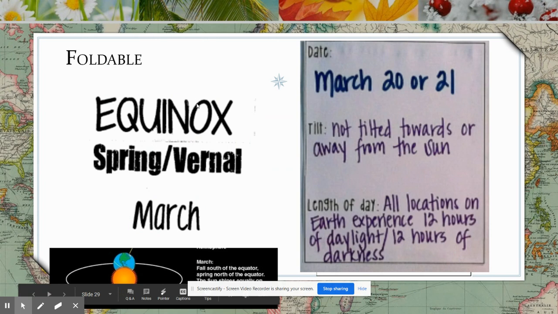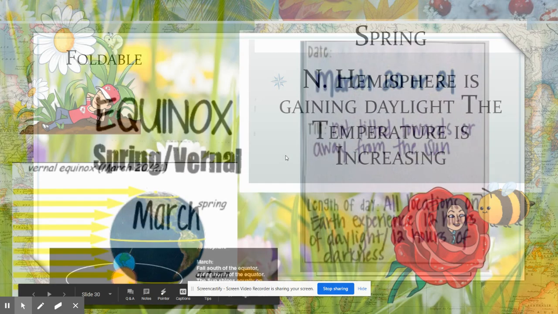Next, we will have the equinox. Please note that the prefix of equinox also means equal. So we're going to have equal amount of daylight and darkness. This is the spring or vernal equinox. It occurs on March 20th or 21st. We're not tilted towards or away from the sun. This map over here is going to be very key on tests that you have coming up for Unit 3. Where the Earth is located in orbit tells us where we are in our seasons.